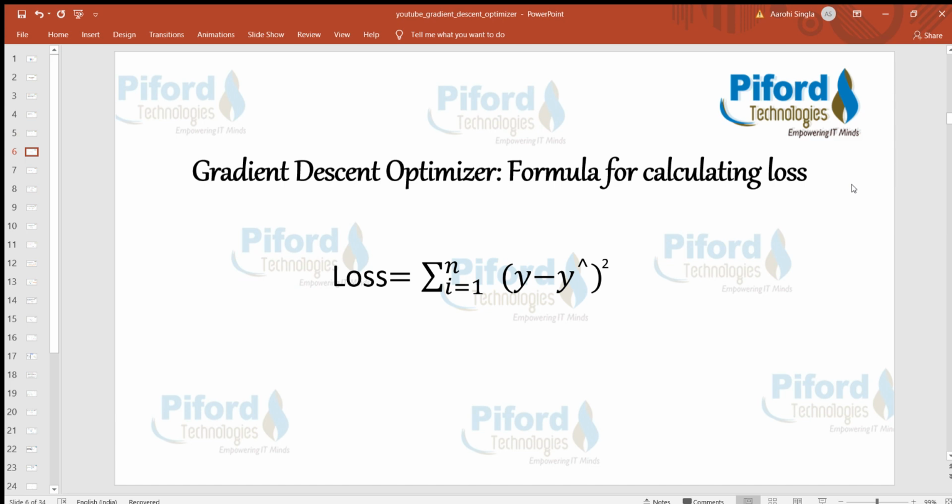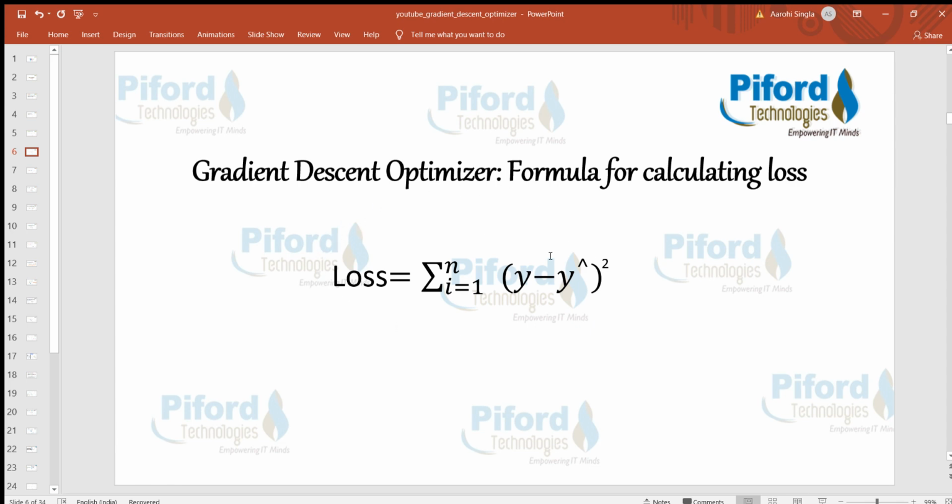So, gradient descent optimizer. Whenever we use an algorithm like backpropagation, there are two passes: one is the forward pass and the second is the backward pass. What do we do in the forward pass? Forward pass simply means we provide input to our network, then layer by layer the input travels and finally we calculate the predicted Y value. Then we calculate the difference between the actual Y value and the predicted Y value. That difference simply means we are calculating the loss. So this is the loss function which we calculate.